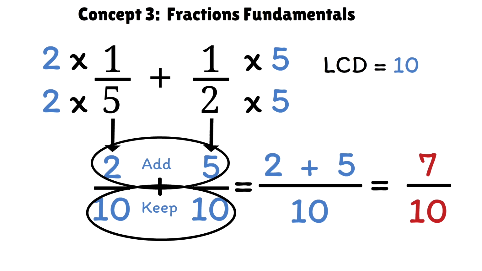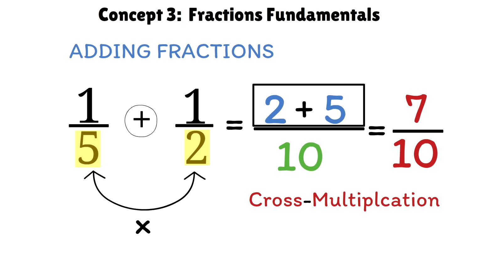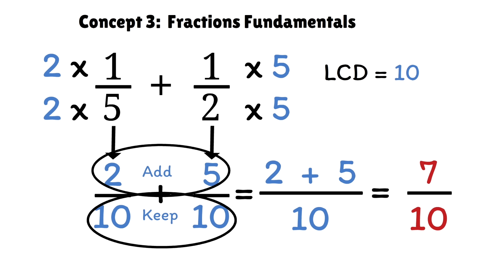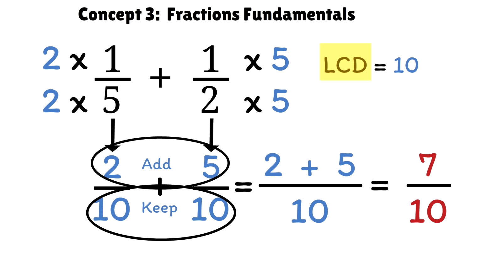So now you have seen the two methods of adding fractions. Notice how the cross-multiplication method helped you reach the answer faster than the LCD method. This makes it a good choice when you're working under time pressure. You can choose whichever method works best for you, depending on how much time you have and the type of question.